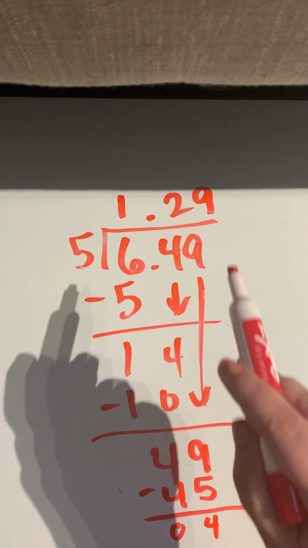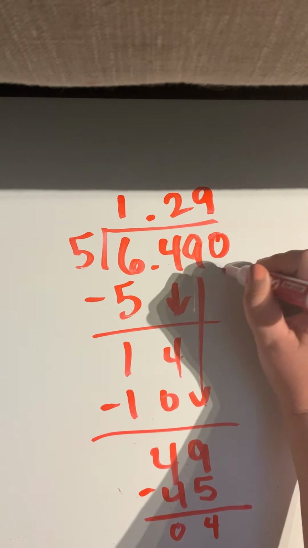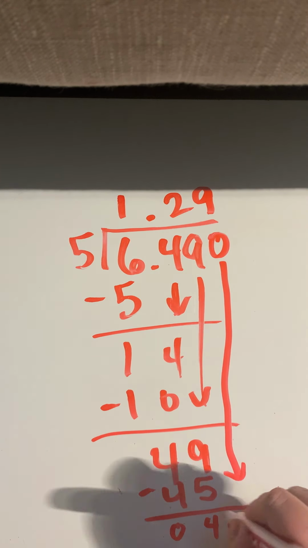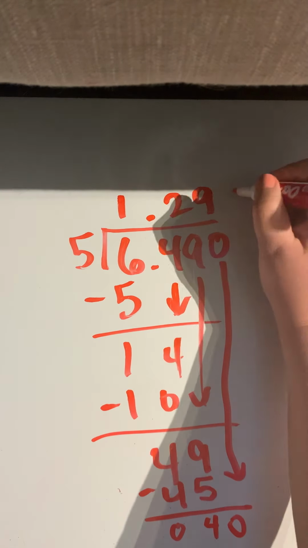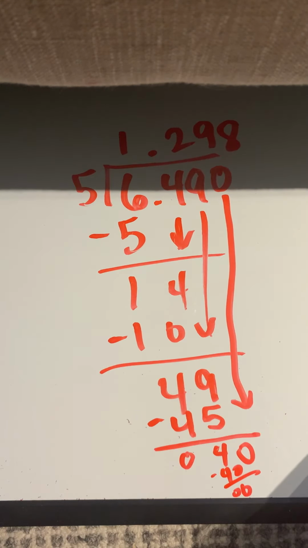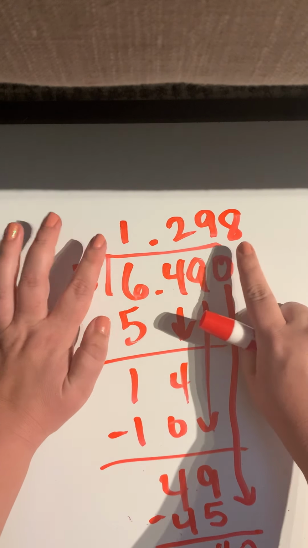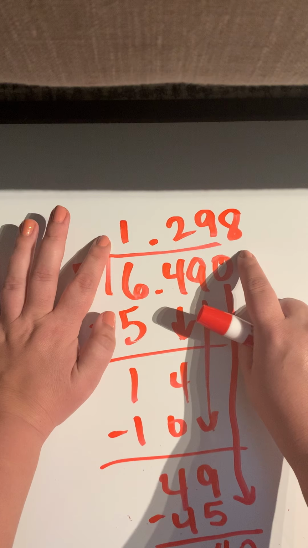I do. So what do I need to put right here? A 0. Excellent. And then bring that down. 5 times what gets me to 40? 8. Great job. Minus 40, and I'll get my zeros down there at the bottom. Okay? All right, so this is my exact quotient. Remember, a quotient is the answer to a division problem.